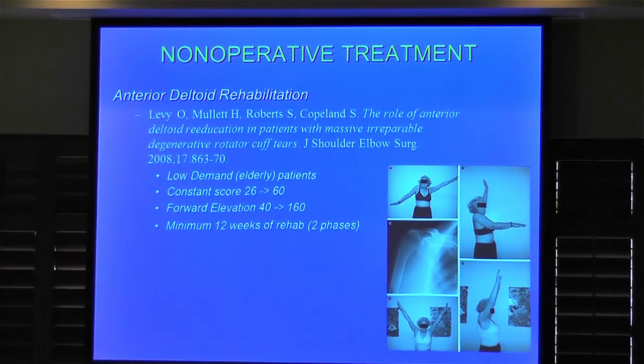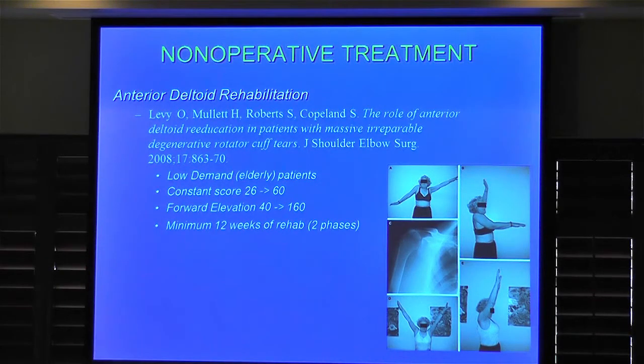So a very eloquent study and plan for these patients in regards to rehab was done over in England by Copeland and Levy, and they published this in 2008 in the Journal of Shoulder and Elbow Society. It's about a minimum 12-week rehab, and it's for low demand or even elderly patients. And I use this a lot in my elderly patients that have massive cuff tears but no pain, and they sure as heck don't want surgery. And they found with the Constant score that they can have a clinically significant improvement for their overall well-being. Their forward elevation can improve, and it's about a minimum 12-week rehab with 2 phases, which we'll go through.